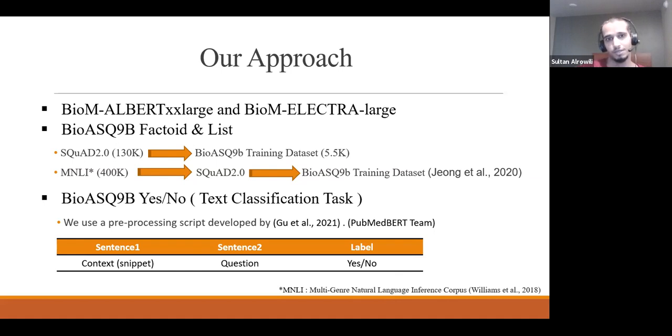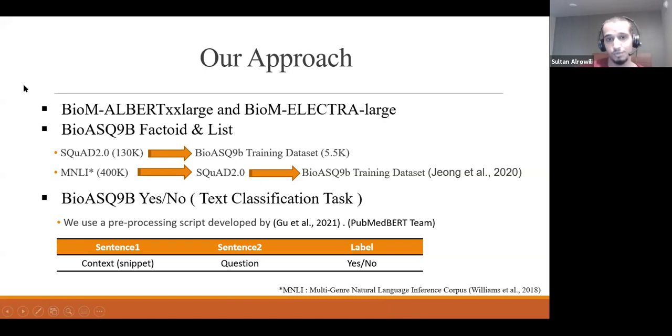After fine-tuning on SQuAD, we fine-tune it again on the BioASQ 9B training dataset, which is given as part of the task. If you observe, the number of questions in SQuAD is 130,000. And this should tell you why we fine-tune on SQuAD at the beginning: to overcome the limitation on the size of the BioASQ training dataset. We actually did not invent this, because the BioBERT team did that last year, and we use a similar approach by first fine-tuning our model on MNLI, which is a text classification task, then SQuAD, then the BioASQ 9B training dataset.